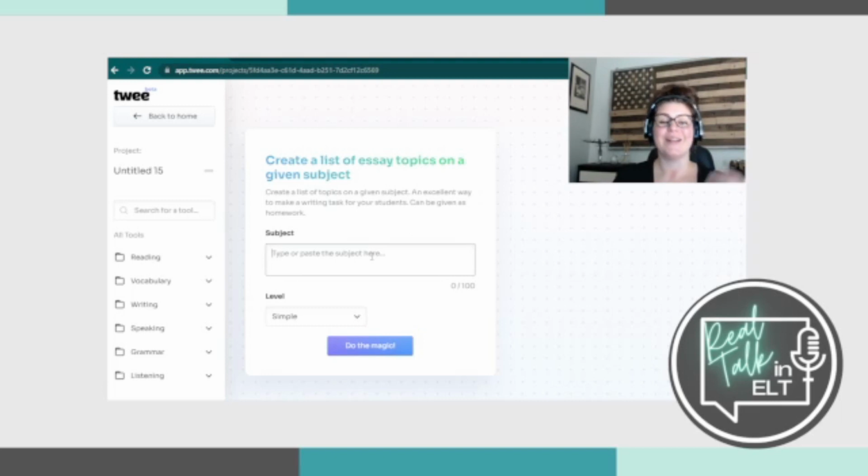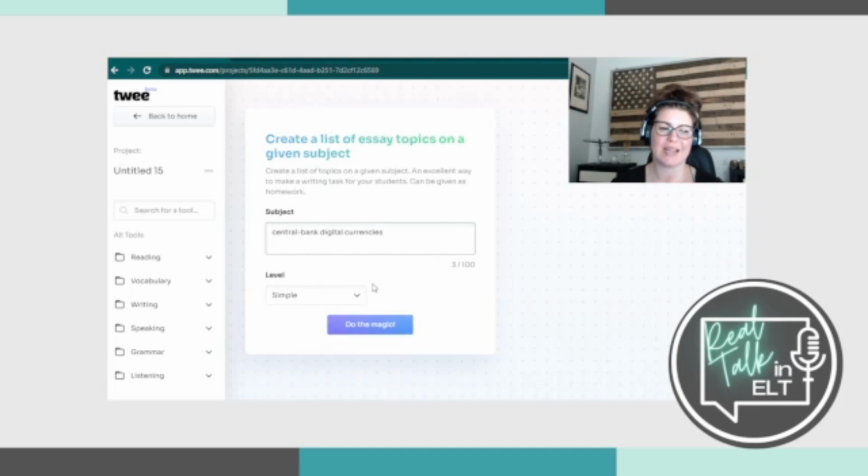Because I was using it before for reading and vocabulary, I got distracted a little bit within the kitchen stuff, but I'm going to go back to a topic that I was using from the Wall Street Journal article, and I'm just going to put central bank digital currencies. And we're going to keep the level at simple. There's simple or advanced, so we'll check out both of them and see what happens. So let's do the magic with simple and see what it comes up with.